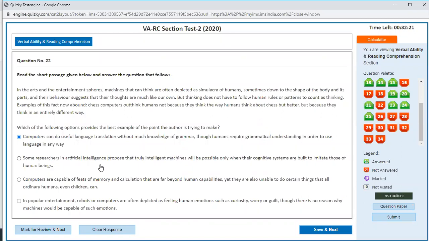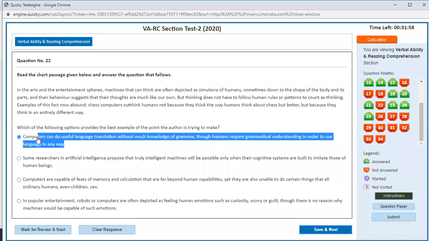Computers are capable of feats of memory and calculation far beyond human capabilities. Okay, and they're also able to do something that all ordinary humans, even children, can. No, again, you're comparing machine with human. I don't want that. In popular entertainment, robots and computers are often depicted as feeling human emotions of curiosity, worry, or guilt. So there's no reason why machines would be capable of such emotions. Again, not relevant. One is turning out to be the best option, but I don't know. I forgot exactly what it was saying. Let's read it again.